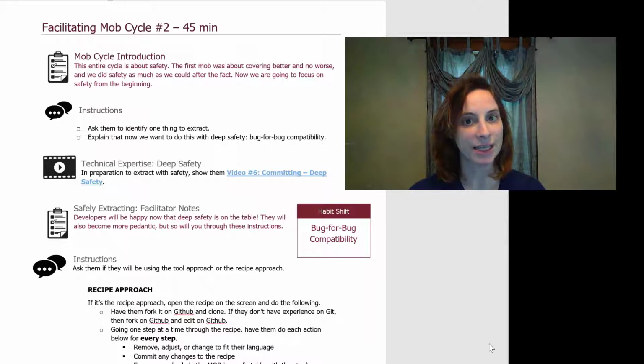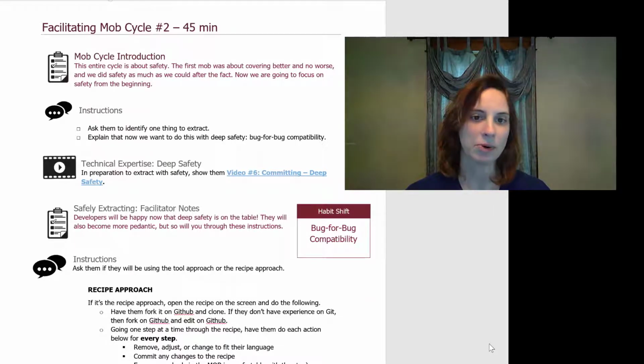This should be significantly shorter. We're aiming for, instead of 2 hours, under an hour. And part of this is because you've already gone through all of those steps, so everybody will be more familiar with all of them. The big focus of this whole mob cycle is about safety. The first mob cycle is really about covering better, no worse, and safety to some point, enough to at least commit, which took a lot of time and facilitation. But now we're going to focus purely on safety and do it from the beginning.